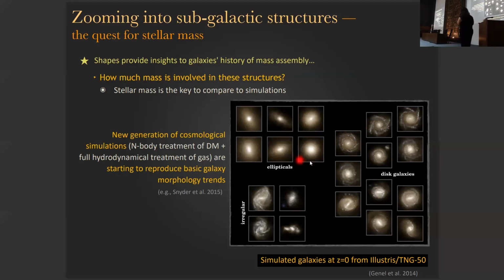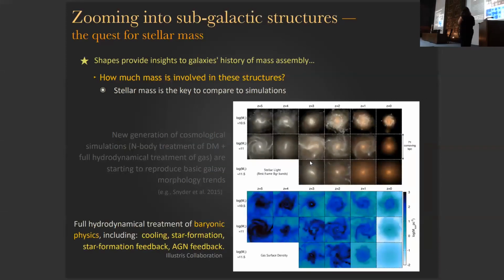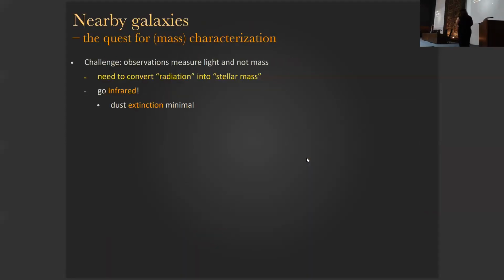This is a work from Genel, from the Illustris simulation. When I say full hydrodynamical treatment of this baryonic physics, this includes cooling of gas, star formation, feedback, and AGN feedback. This is from the Illustris simulation, showing you the gas content. And here you can actually see stars, and these two are truly related, where you have gas collapsing, changing its temperature, and producing the stars that we observe.